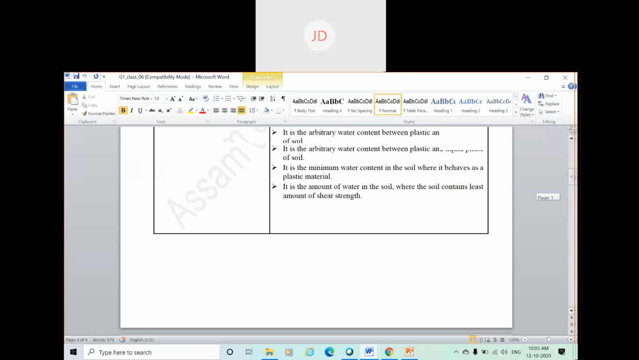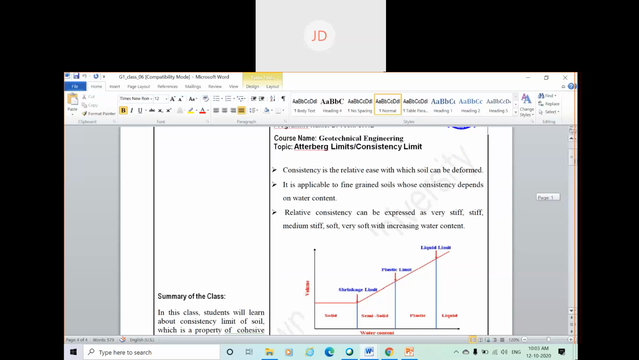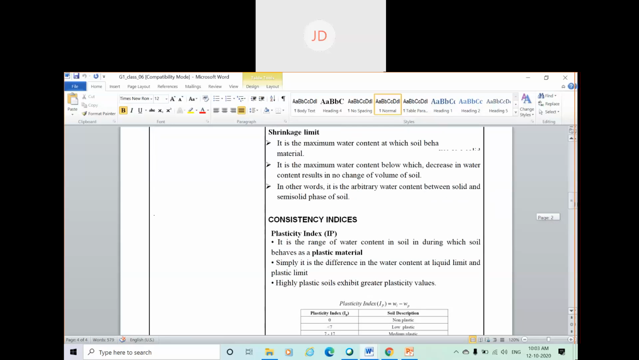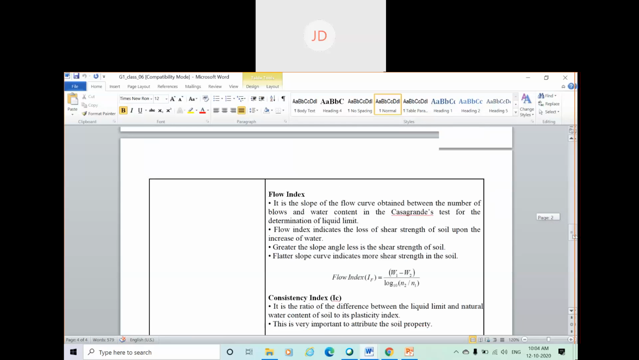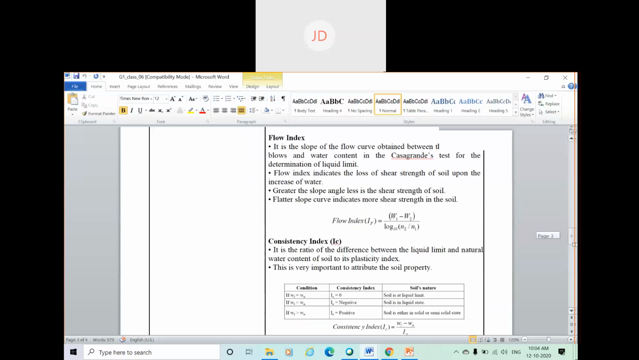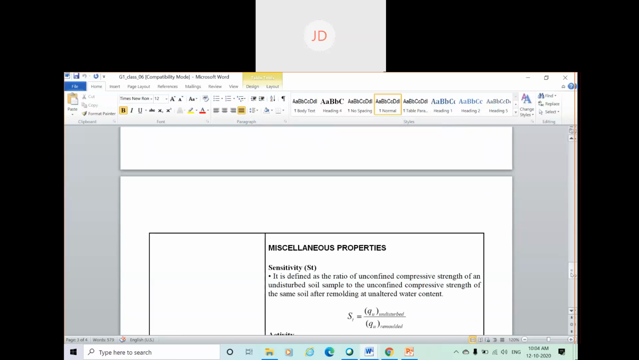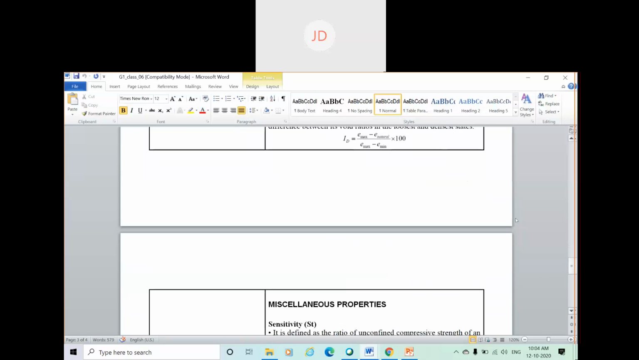We already discussed consistency of soil, also known as Atterberg limit or consistency limit, and other related parameters: plasticity index, shrinkage index, flow index, consistency index, liquidity index, toughness index, density index. All these are important from your exam point of view. In some exams they may ask about the formulas.